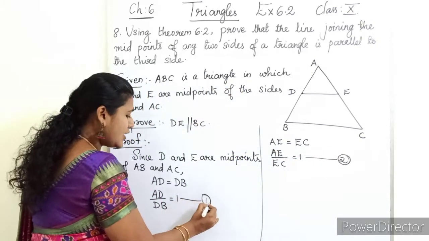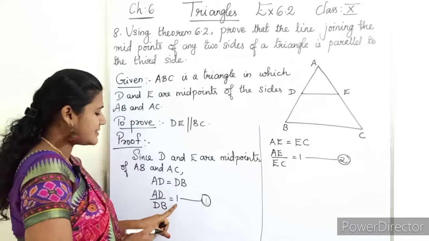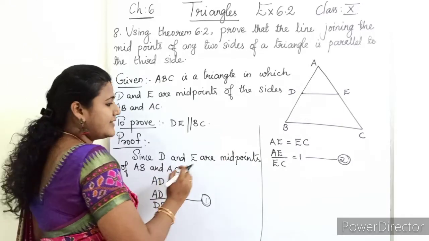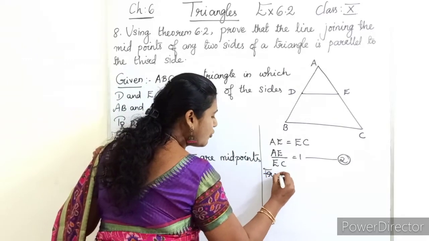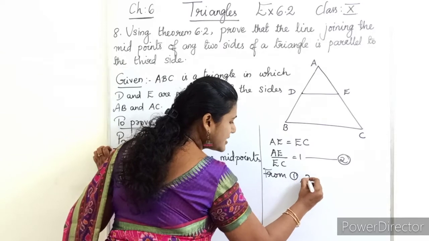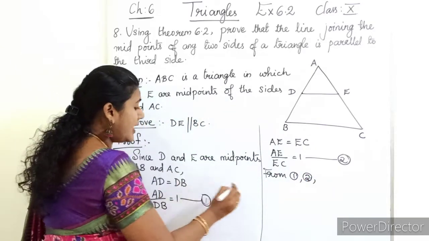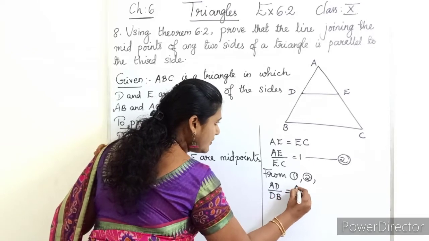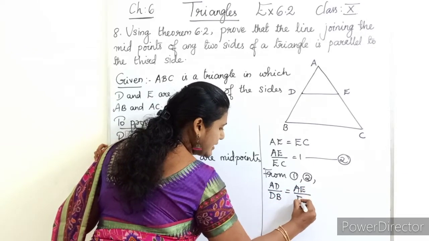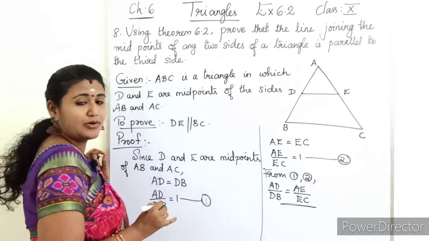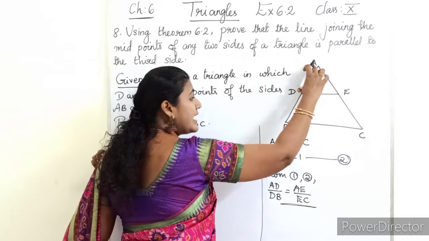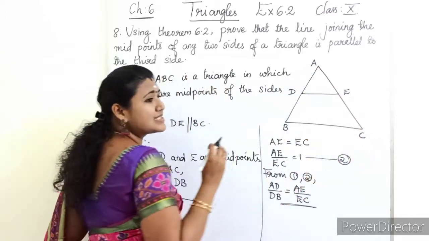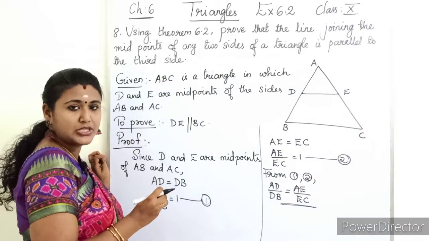Now if you see equation 1 and 2, the right side is same. So what we can do, we can equate the left side. So from equation 1 and 2, we can write AD by DB is equal to AE by EC. So we got this condition. What is the condition we got? AD by DB is equal to AE by EC. So this is actually converse of basic proportionality theorem.